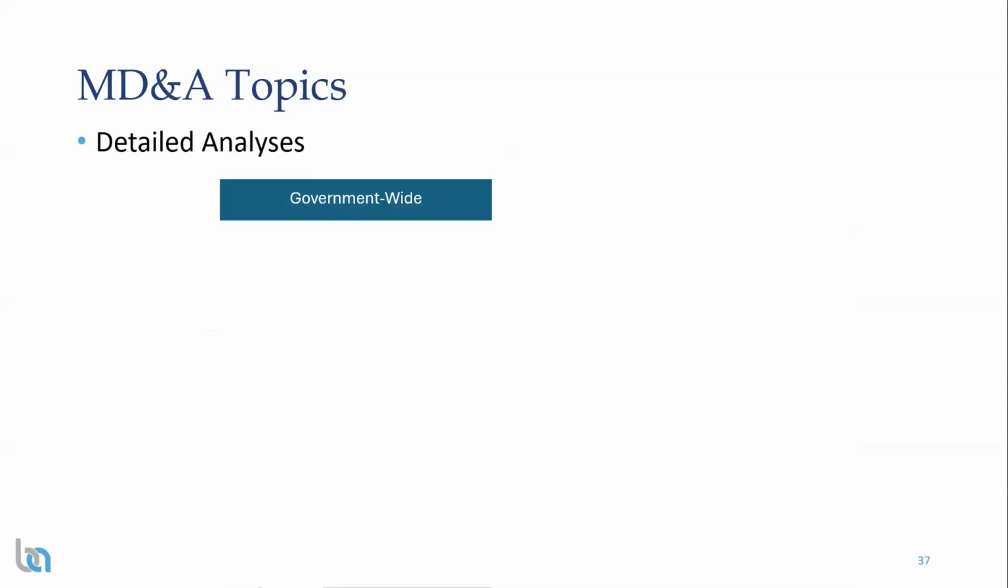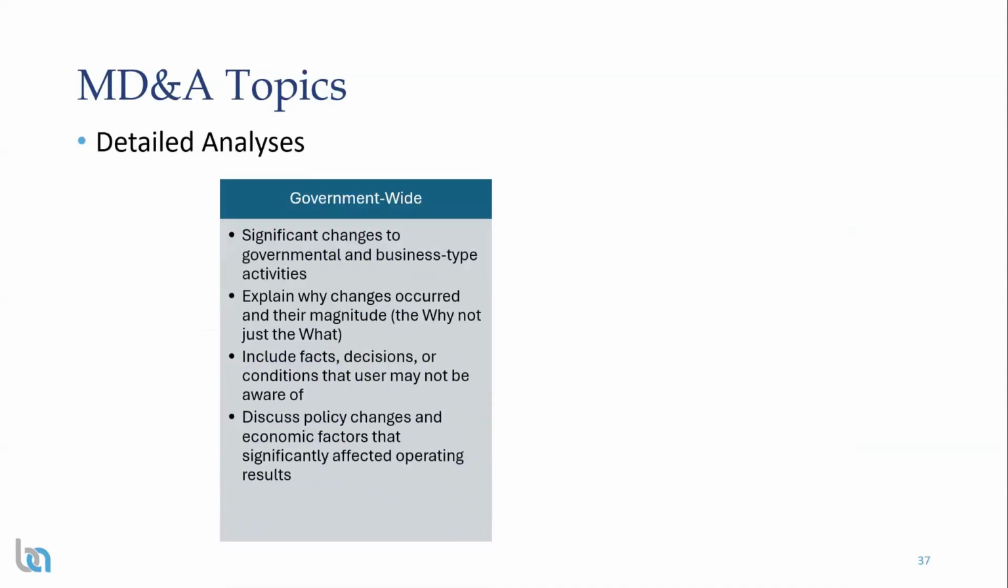Not sure why this came up this way, but for the detailed analysis, this is a big part of GASB 103. Clearly GASB does not like the analysis that they see in ACFRs. They're just not providing enough information. So now they're giving more instructions on how you should provide analysis.